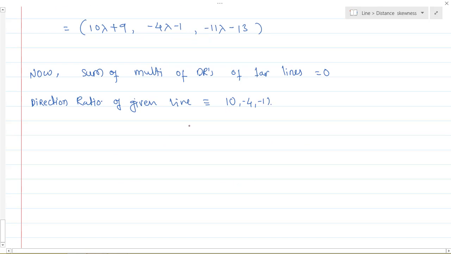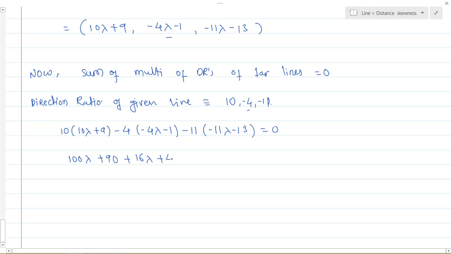Now what happens: 10 into (10 lambda plus 9). First DR with first DR, then second with second, so it is minus 4 into (minus 4 lambda minus 1). Then we have minus 11 into (minus 11 lambda minus 13), equal to 0. Perfect. Now let's solve for lambda. So it is 100 lambda plus 90, plus 16 lambda plus 4, plus 121 lambda plus 143, since 13 into 11 is 143, which equals 0.